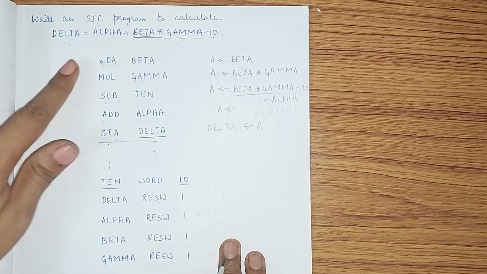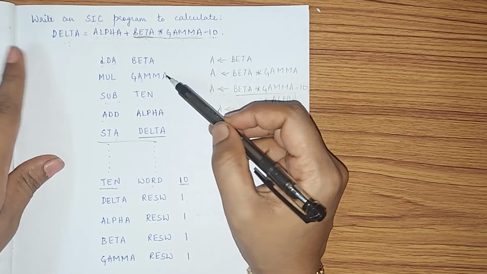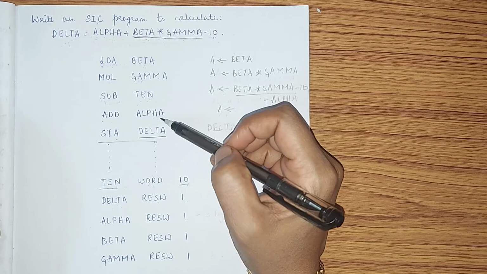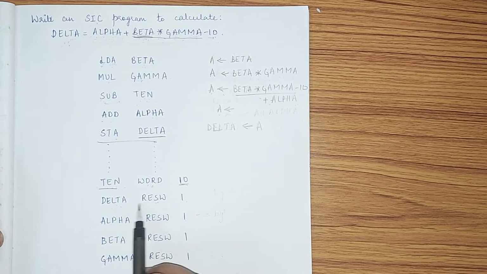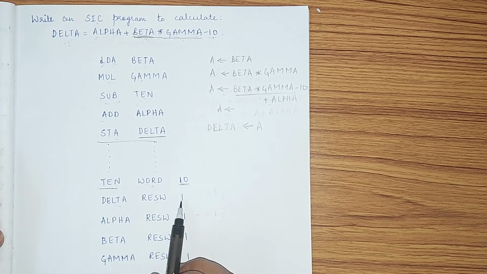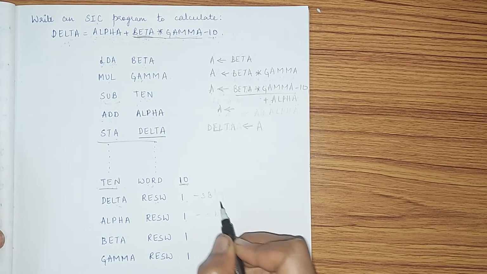So we have to define all these variables, correct? The assembler will not be knowing what it is. So we are defining it using these statements. That is, we are reserving delta with one word in our memory. What does one word contain? It contains 3 consecutive bytes.